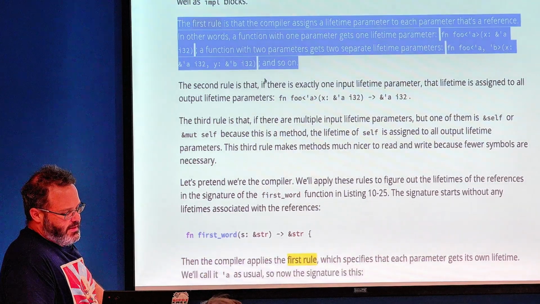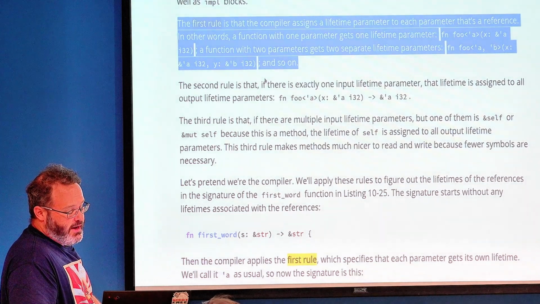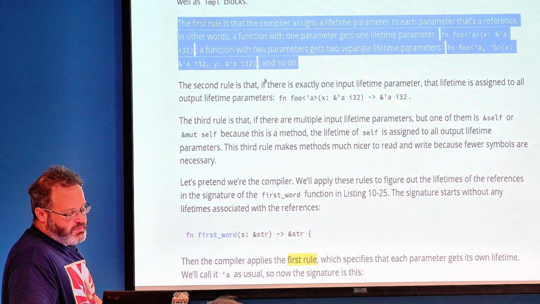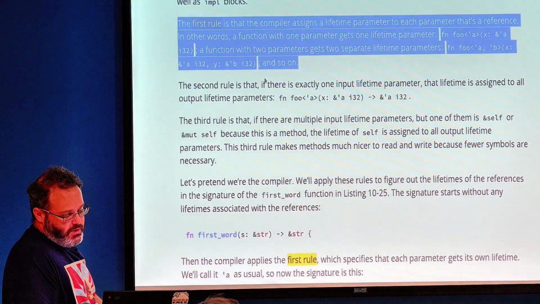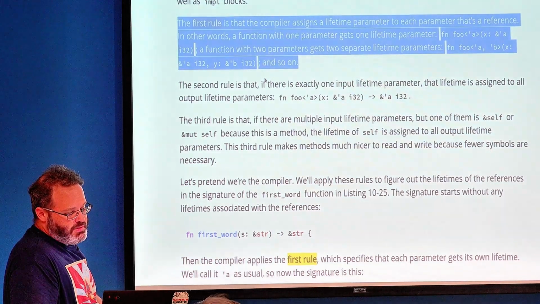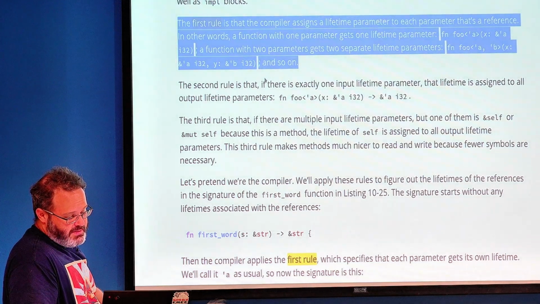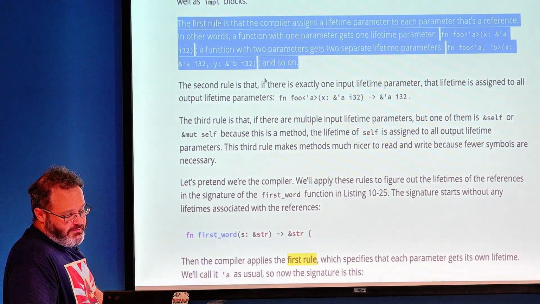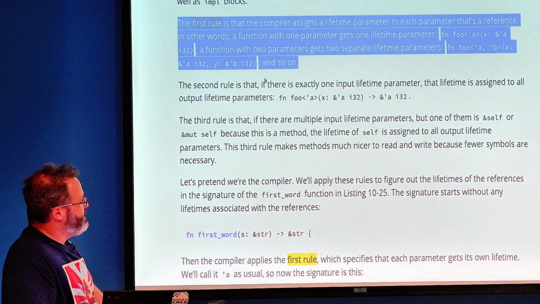The first rule is that the compiler assigns a lifetime parameter to each parameter that's a reference. In other words, a function with 1 parameter gets 1 lifetime parameter. And then we have it defined right here. The function foo over tick A takes an x, which is tick A of i32. A function with 2 referenced parameters gets 2 separate lifetime parameters. fn foo tick A, tick B takes an x, which is of tick A, and a y, which is of tick B, and so on.